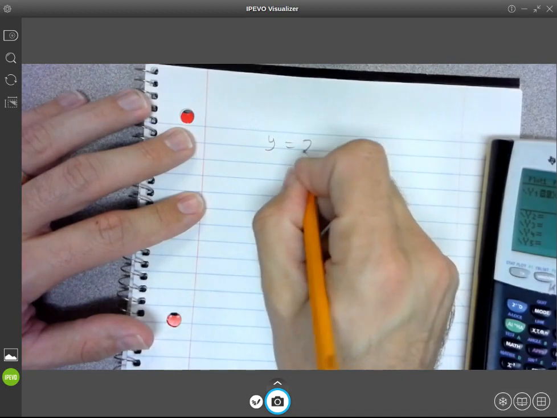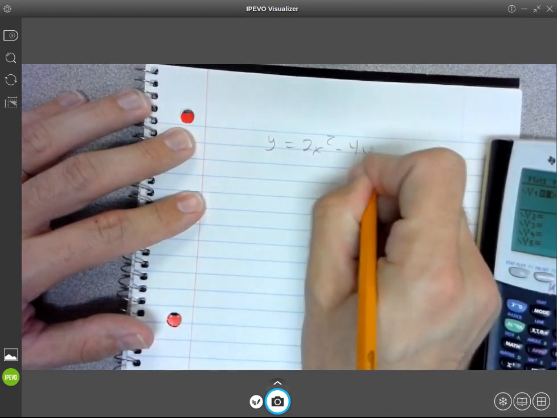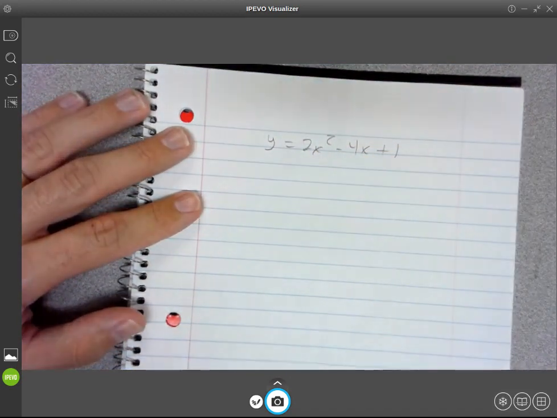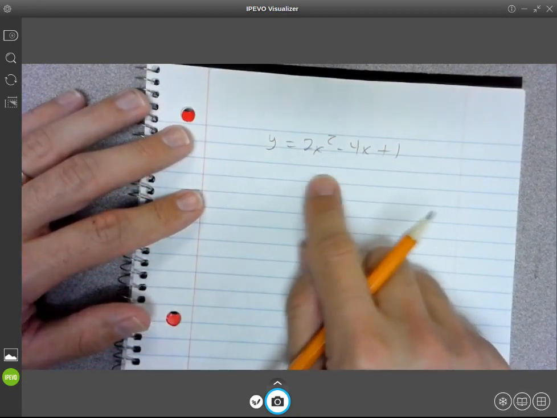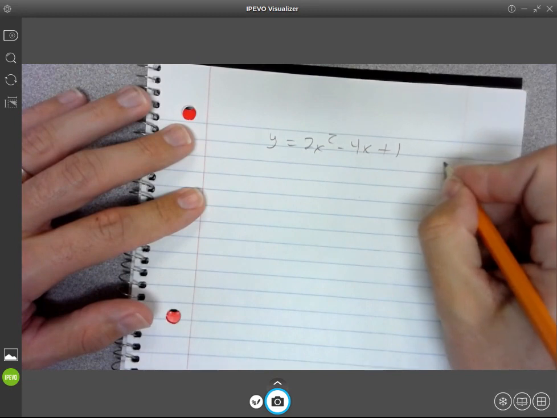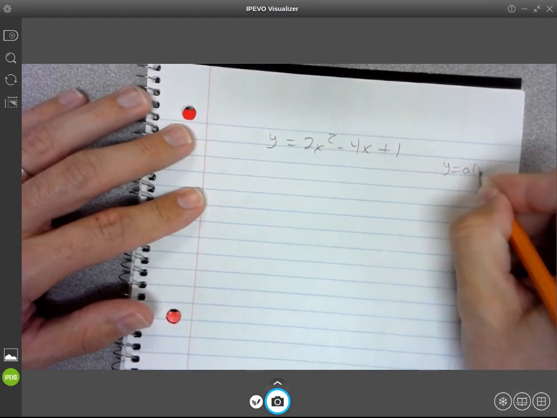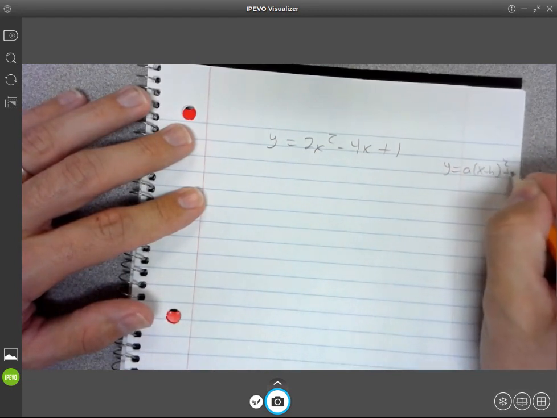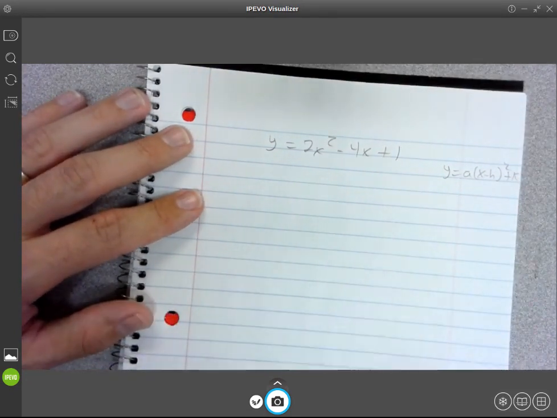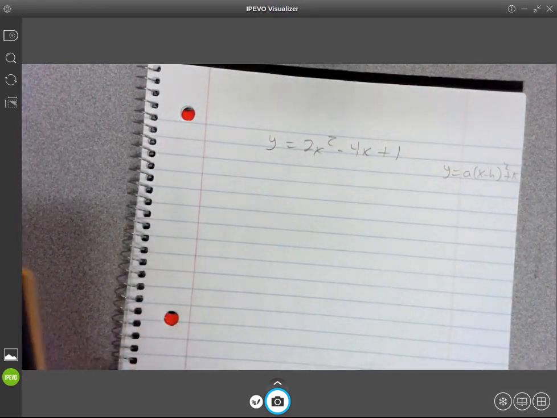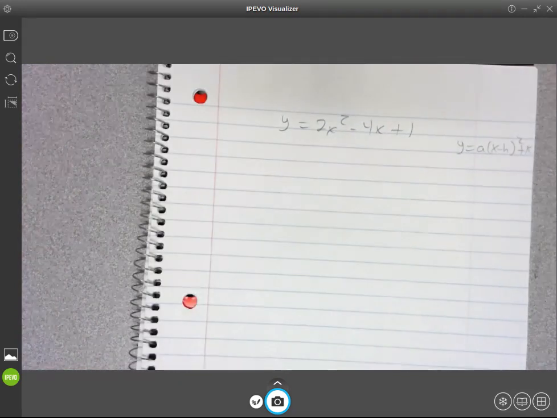2x squared minus 4x plus 1. There's like a lot of different ways that you can solve these out. All right, so they're going to give you something in standard form, and they want you to write it in vertex form. So there's several ways you can do that. Let's say, actually, I'm just going to do this off to the side so I actually know the answer.